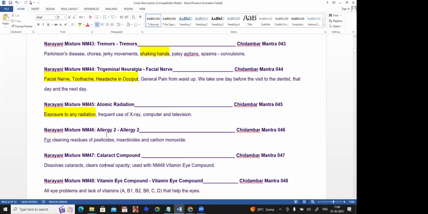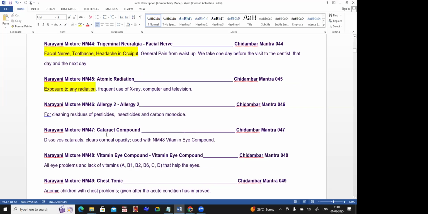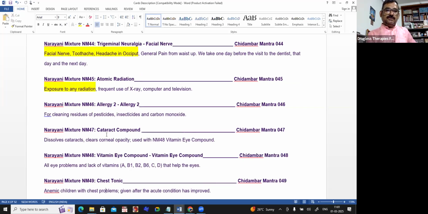So, sir, in all the remedies that we're preparing, can we add this atomic radiation, just to save it from EMF or any radiations? Yes, yes, they have advised it. In the chapter on miasm, in the CC combo, they have clearly mentioned that you just add two, three, like X-ray, computer, television. If you add it just before, then after that, if you add any other things also, it doesn't get affected by the radiation.